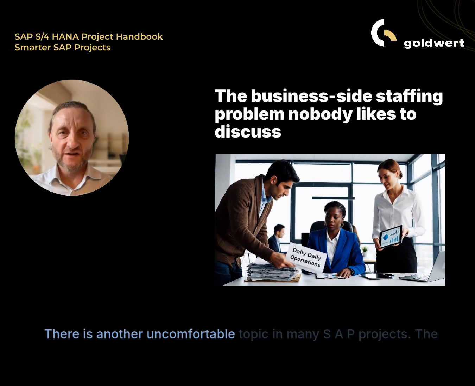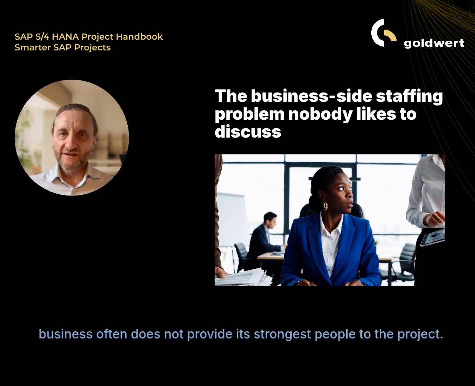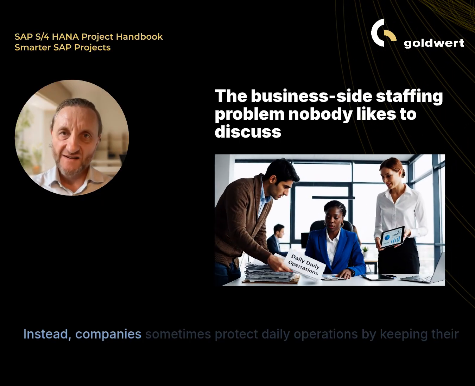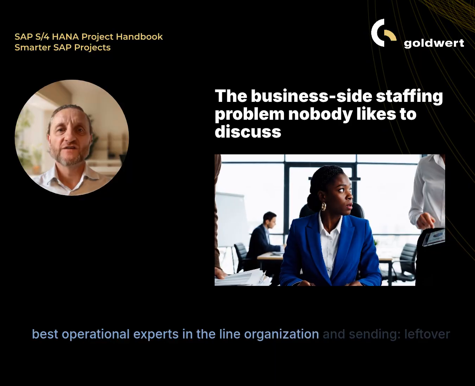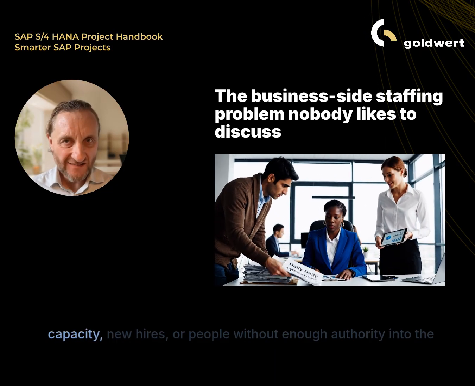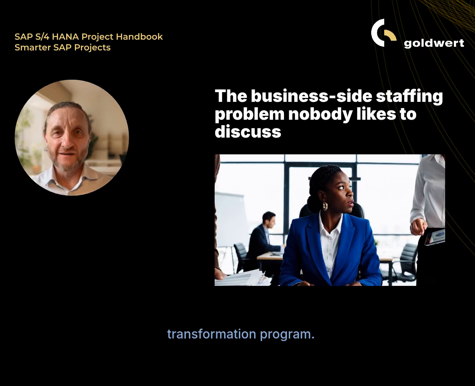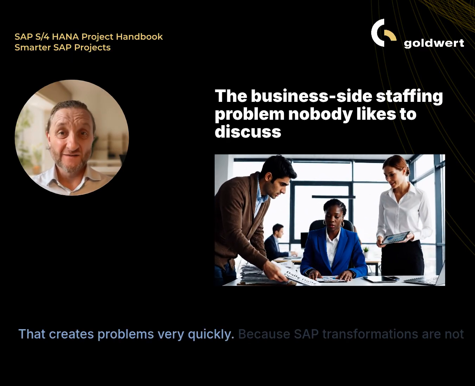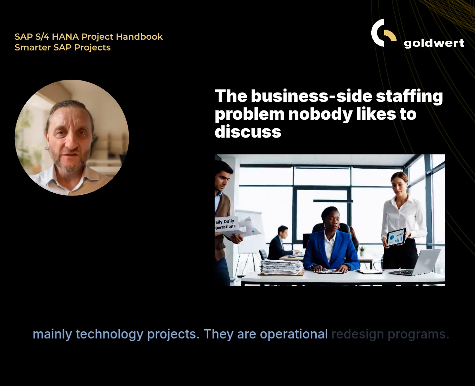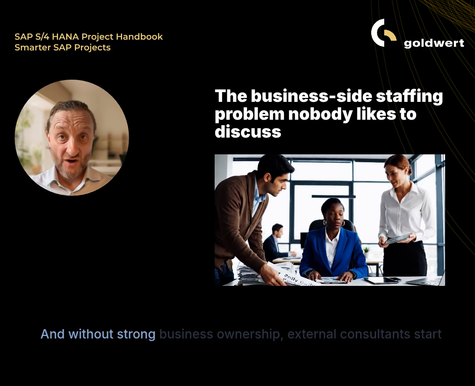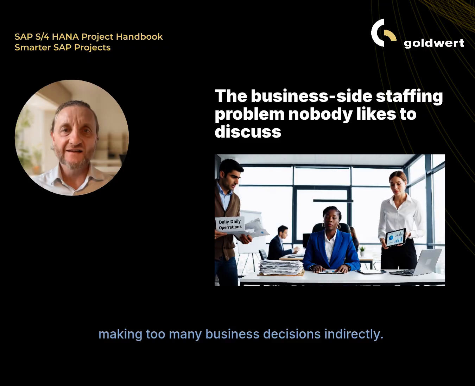There is another uncomfortable topic in many SAP projects. The business often does not provide its strongest people to the project. Instead, companies sometimes protect daily operations by keeping their best operational experts in the line organization and sending leftover capacity, new hires, or people without enough authority into the transformation program. That creates problems very quickly, because SAP transformations are not mainly technology projects, they are operational redesign programs. And without strong business ownership, external consultants start making too many business decisions indirectly.